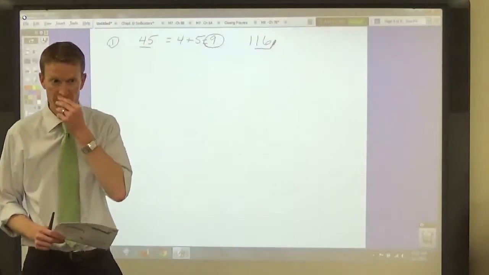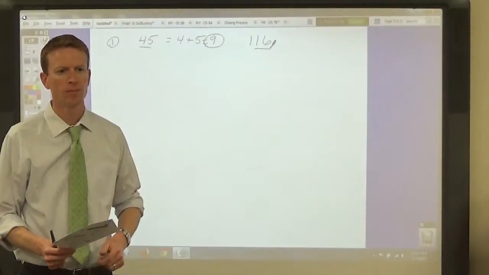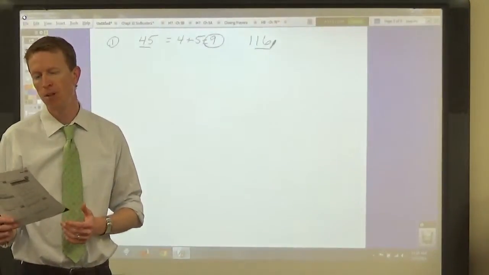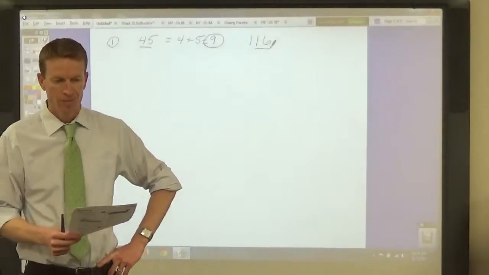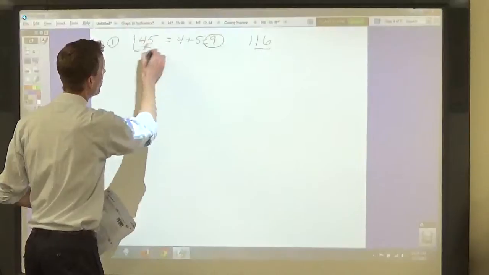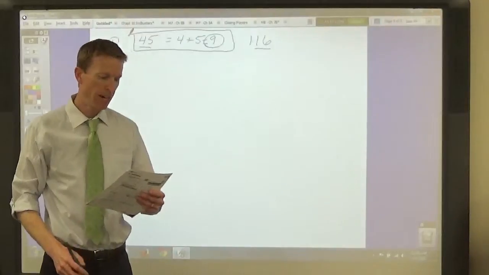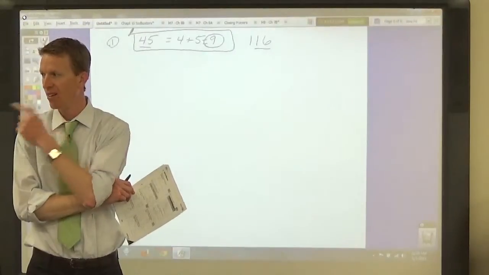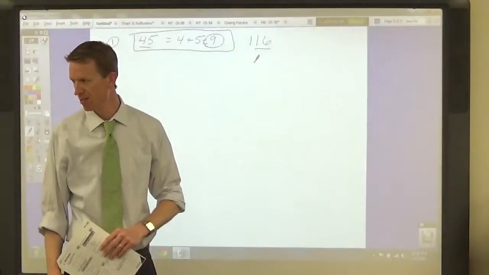How about the rule for 5? Reese? Exactly. If the last number is a 0 or a 5, it's divisible by 5. How about 6? Laura? Right. If it's even, so it's divisible by 2, and it's divisible by 3, using that rule, then it's also divisible by 6. How about 8? 8 is similar to 4. What is it, Gray? Last 3 digits. Right. If the last 3 digits are divisible by 8.